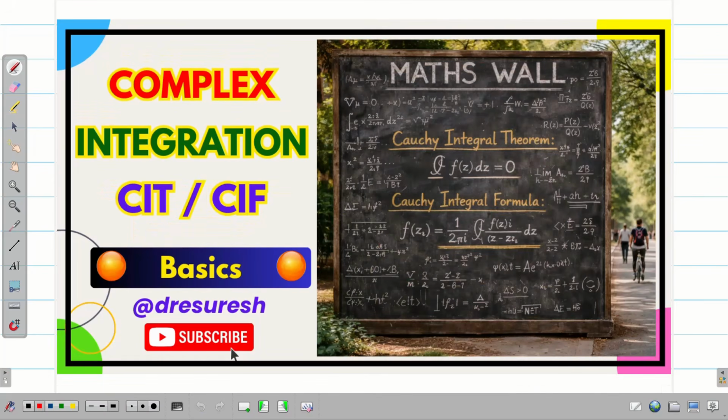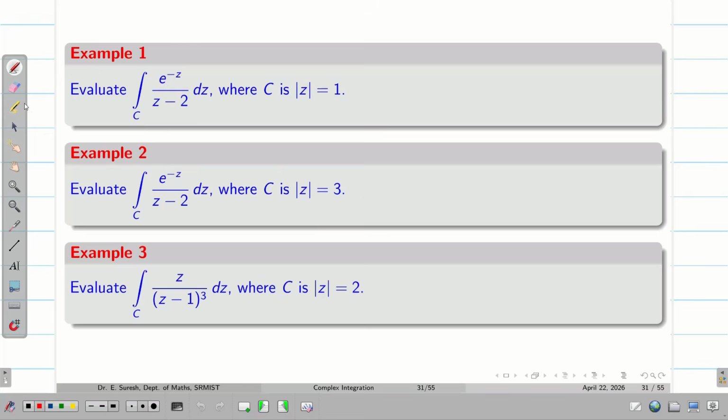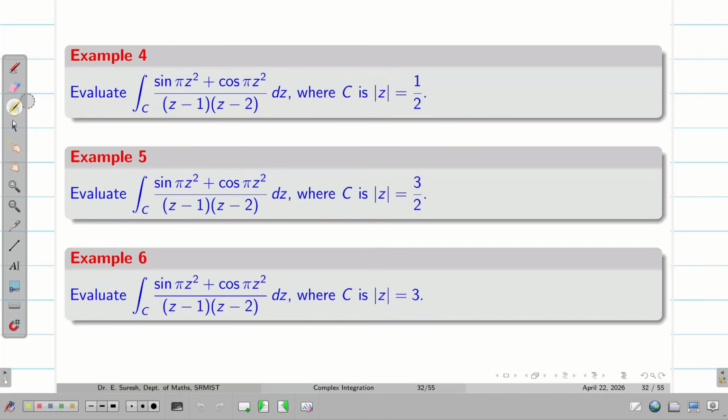In the first few videos, we saw the basics and then we started solving a few problems on Cauchy integral theorem and Cauchy integral formula. At first, we evaluated simple problems which consist of only one singular point. In the next video, we started evaluating problems consisting of two singular points. In example 4, both the singular points lie outside. In the next example, one singular point lies inside and the other lies outside. And in example 6, both the singular points lie inside.